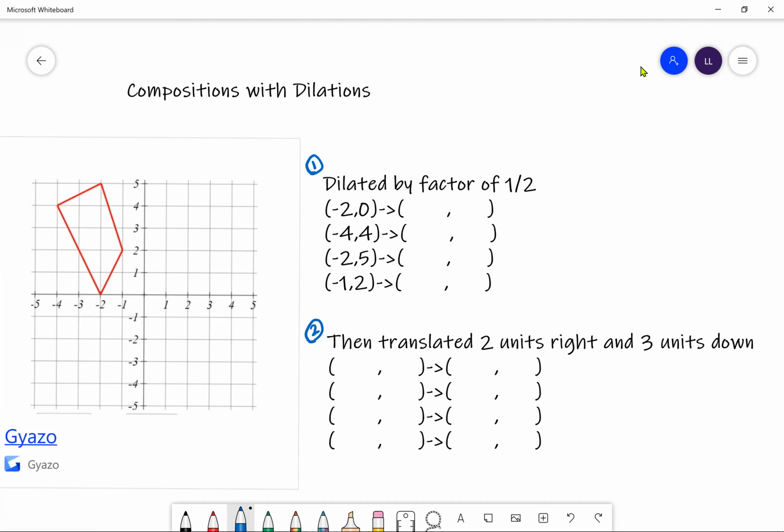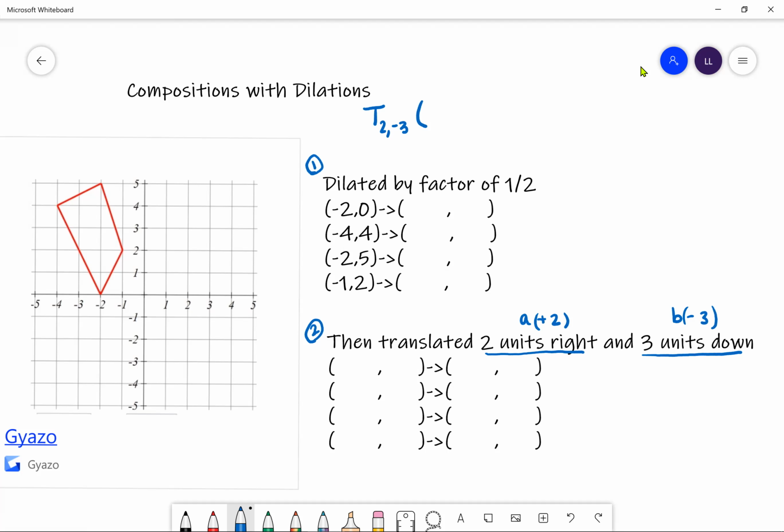The way we show that that happens is by writing the translation rule first, because we work the composite functions inside out. So this is 2 units to the right. That means my A is a +2. And this is 3 units down. That means my B is a -3. So that means +2, -3.